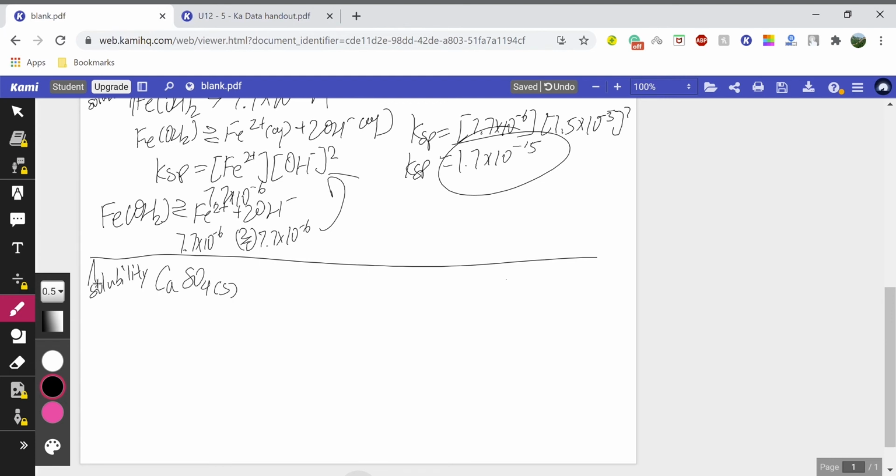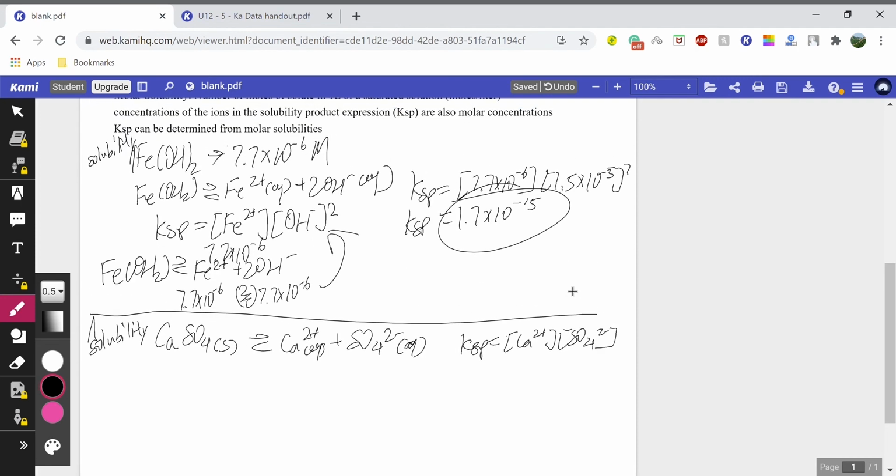CaSO4 solid forms Ca2+ and SO4 2-. Both of these are going to be aqueous. Now the Ksp will be the concentration of Ca2+ times the concentration of SO4 2-. Since both of these only have 1 mole, we won't be having any squares or cubes in our Ksp equation. Because remember, any K is products to their mole power. Since both of these are 1 mole, it's going to be to the first power.